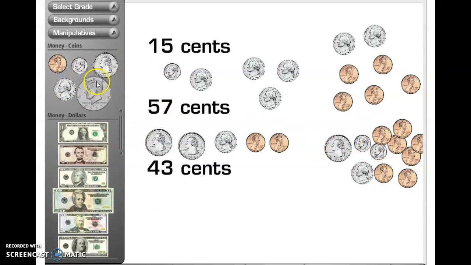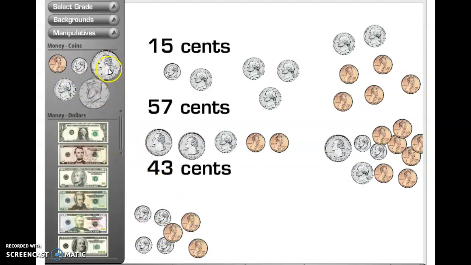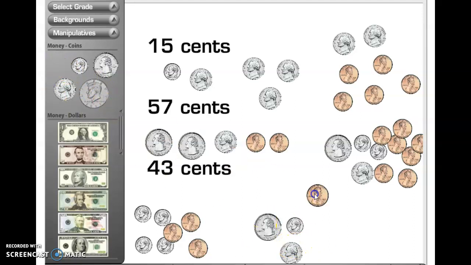So let's look at 43 cents. I know I can easily make 43 cents using 4 dimes and 3 pennies. Okay, but I can also use a quarter, that's 25. That's 35. There's 40. 1, 2, 3. There's 43.